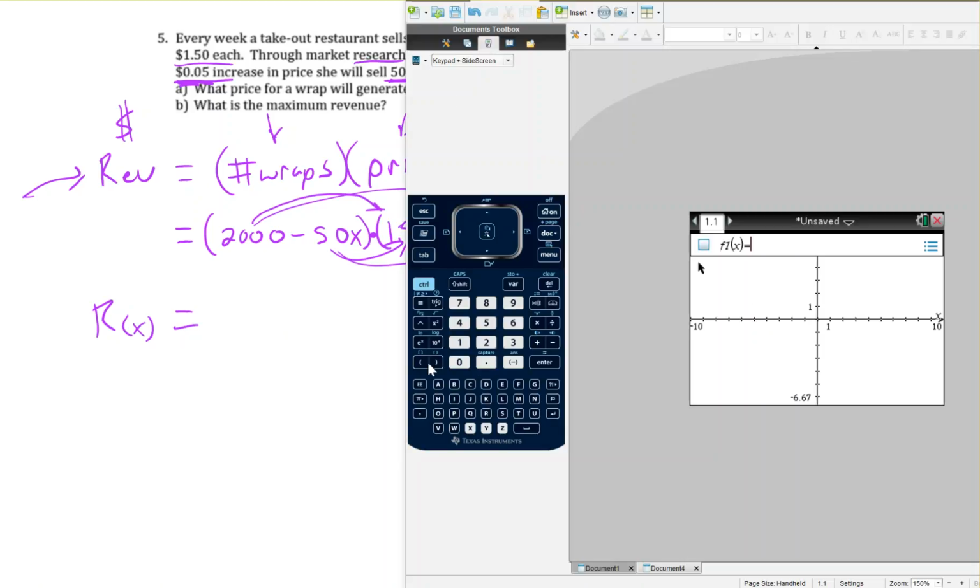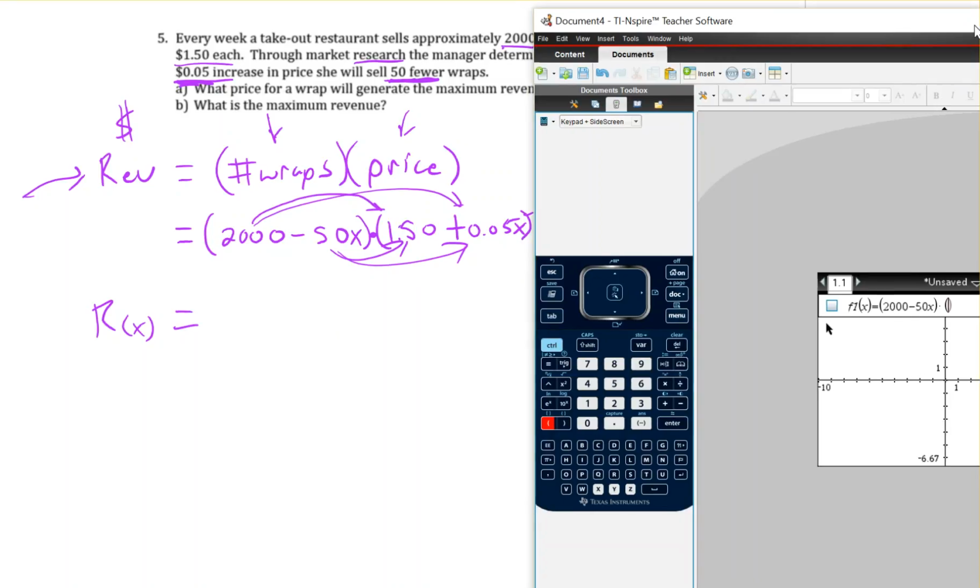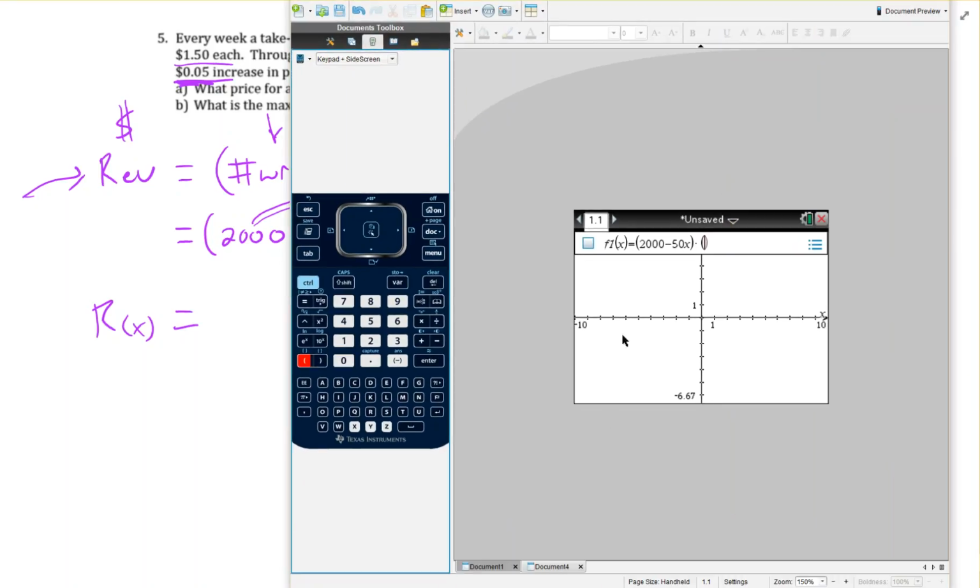All right, so we're going to go bracket 2,000 minus 50x. And then I'm just going to move the cursor over to the other side. I have to push multiply or it's going to mess everything up. And then I'm going to put bracket again. And what do we have there? 1.5 plus 0.05 and then X again. And that should be it. So then just push enter.